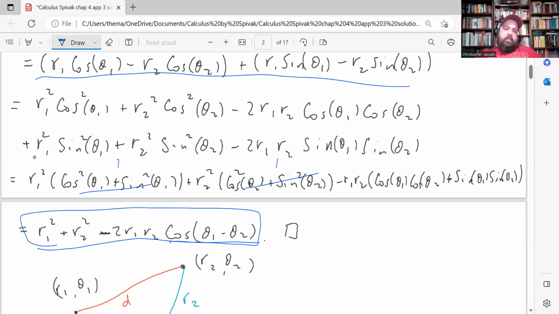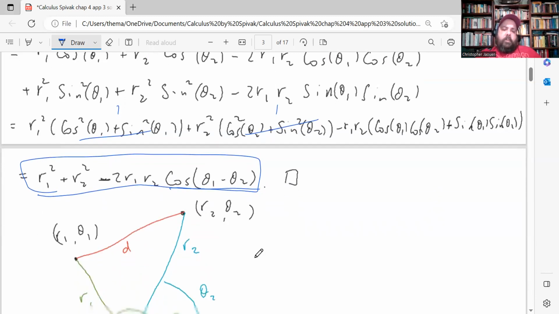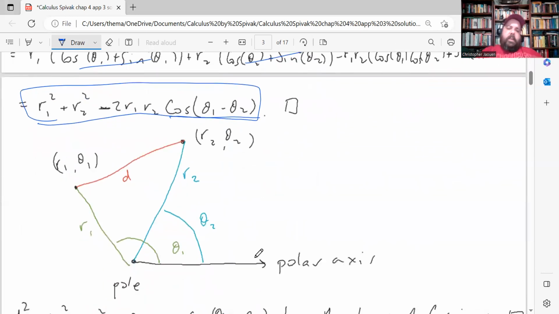And essentially the geometry behind this is just the law of cosines. So if you look at the triangle that you can build here, this is r1 theta 1, r2 theta 2. The red line is the line segment connecting the two. So the length of that red line segment is the distance d. But notice we get this triangle here.